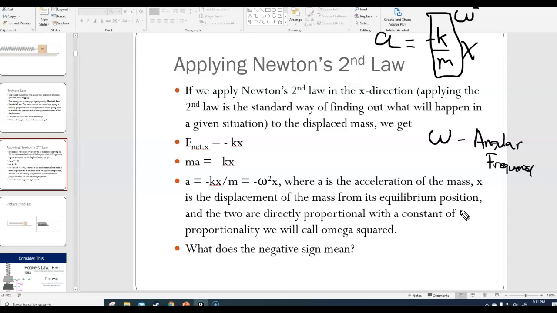Okay, and if you recall back to normal frequency from last year, omega is also 2 pi times the normal frequency, or 2 pi divided by the period. Yeah, those are equations we've seen before back in circular motion.